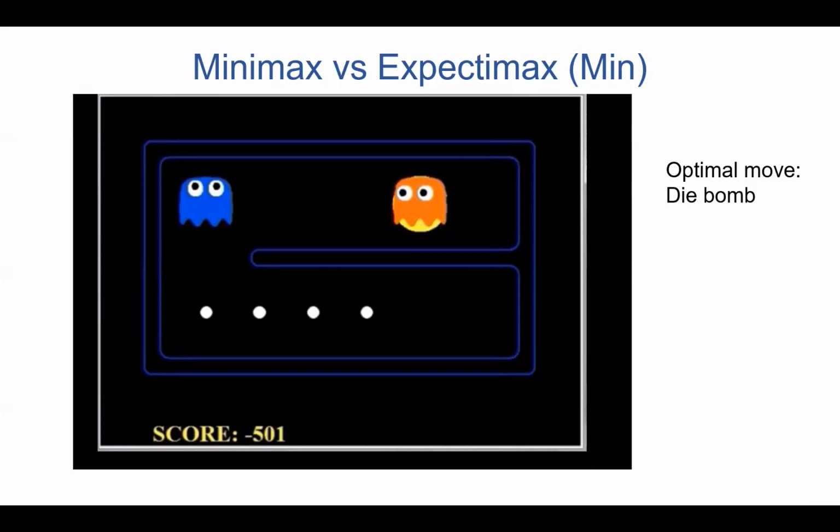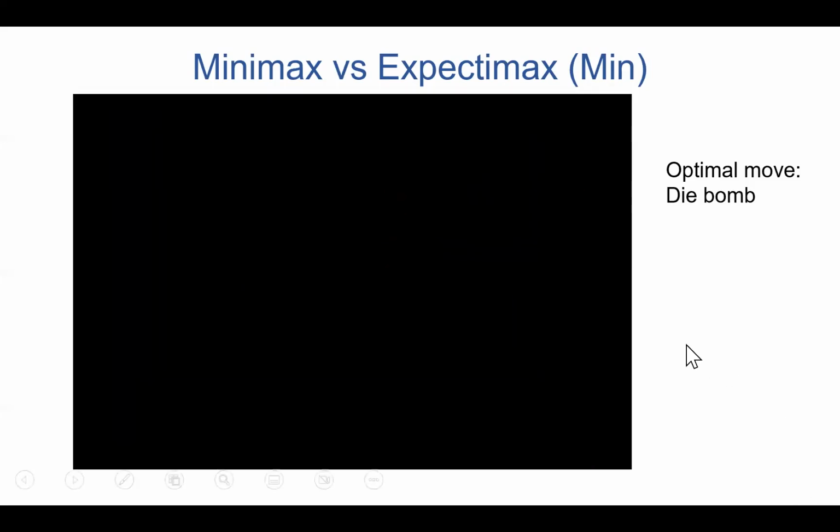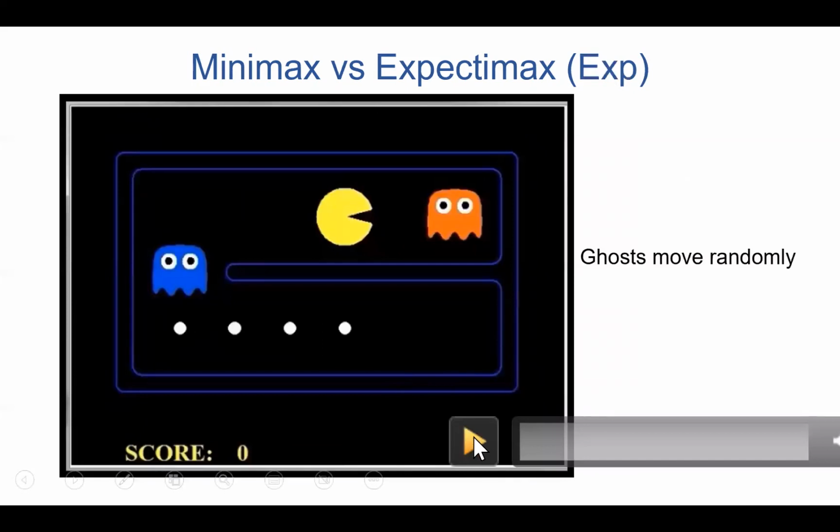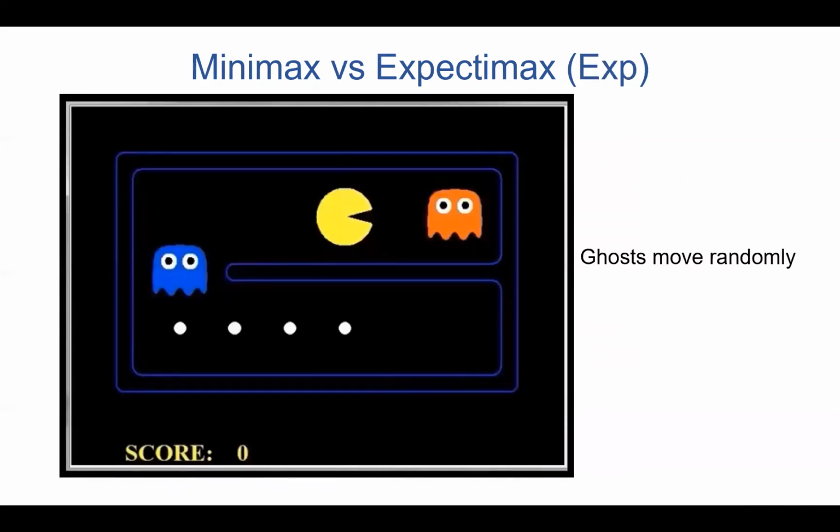What happens in the Expectimax search? Now remember, we assume that these cute innocent ghosts with big eyes, we're now assuming that every single step that they are making, they're rolling a dice. They don't know where to move. They're just playing random.